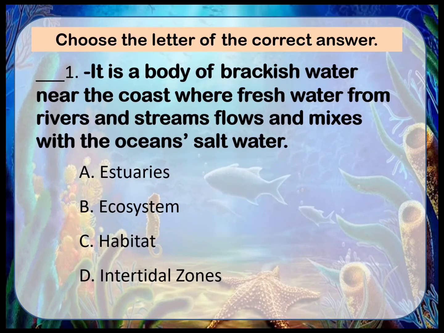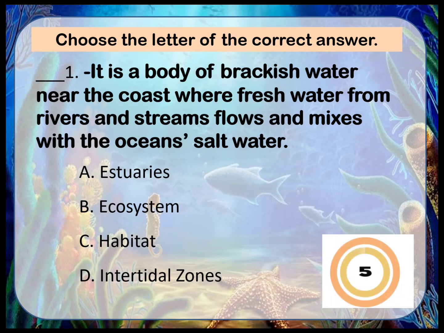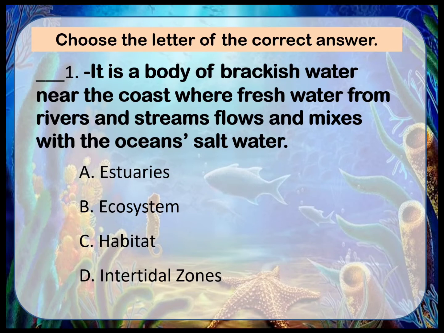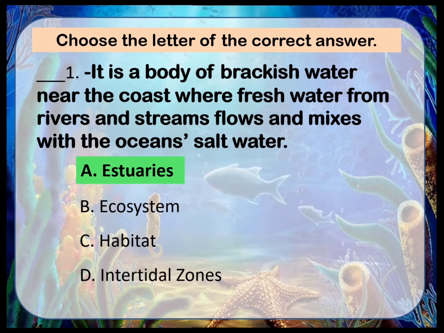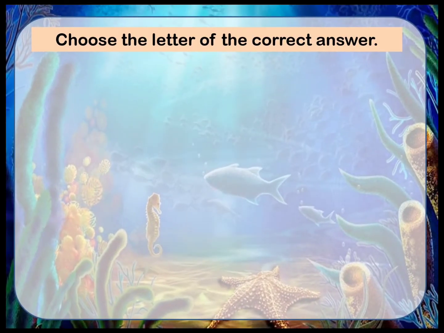It is a body of brackish water near the coast where fresh water from rivers and streams flows and mixes with the ocean's salt water. A. Estuaries. B. Ecosystem. C. Habitat. D. Intertidal zones. What is your answer? Letter A. Estuaries.